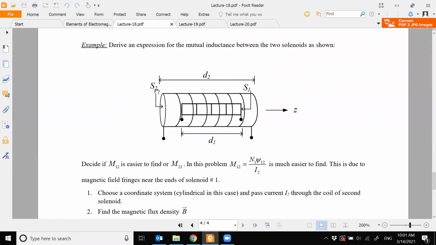And here I asked you to just think about why we used M12 and not M21. So has anybody thought about that? You can raise your hand and talk. So nobody has thought about it.